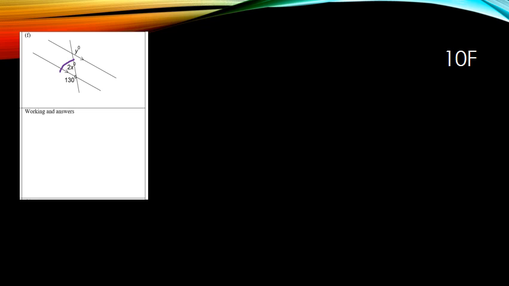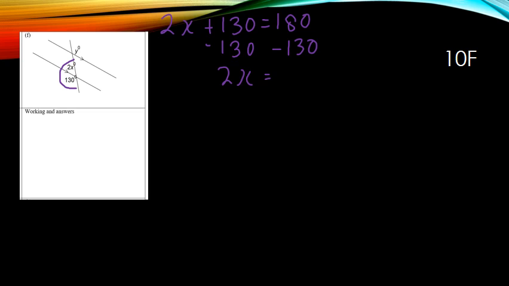Okay, so let's start from the top. I know that 2x and 130 lie in a straight line, so 2x plus 130 have to add up to 180 degrees. Let's go ahead and solve this. Subtract 130 from both sides. We will have 2x equals 50, but we just want 1x, so divide both sides by 2. We will get x equals, and 50 divided by 2 is 25.